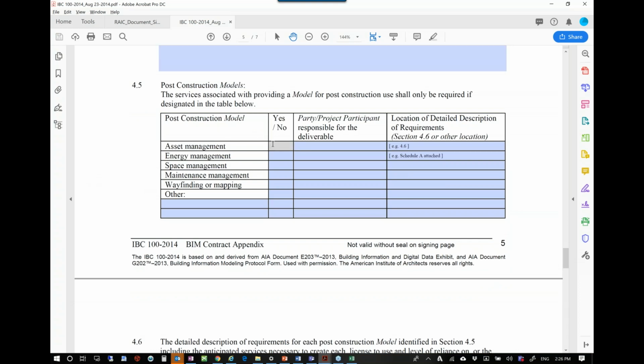So I understand that it will be used by asset management, but the responsible party might be the contractor or me. I don't know. And that's what that's trying to get at.